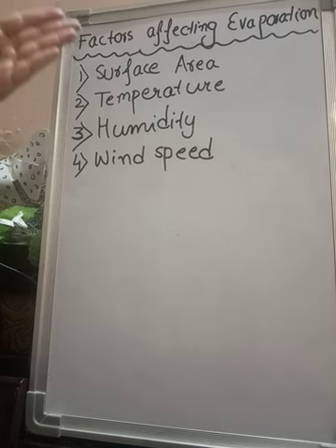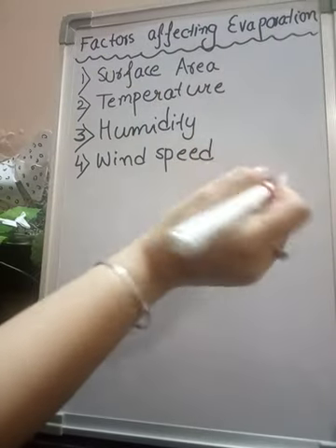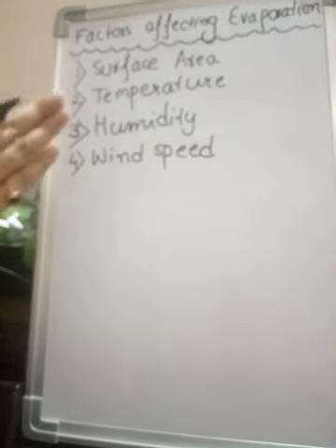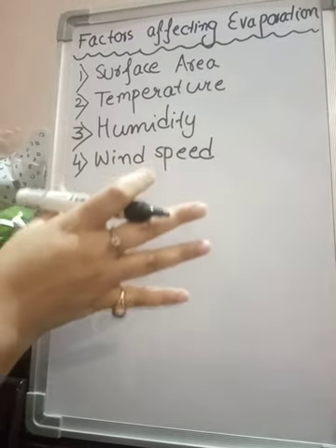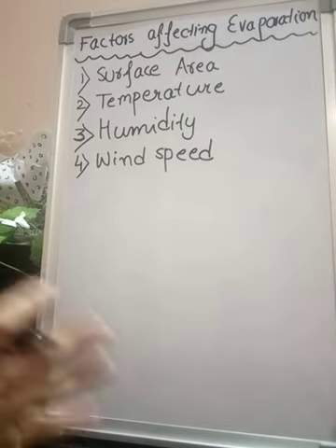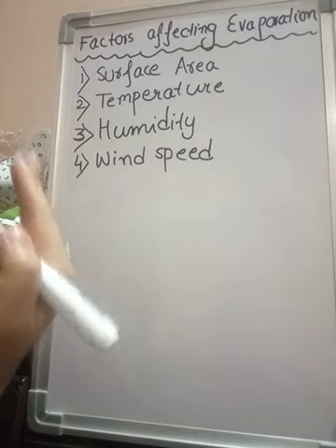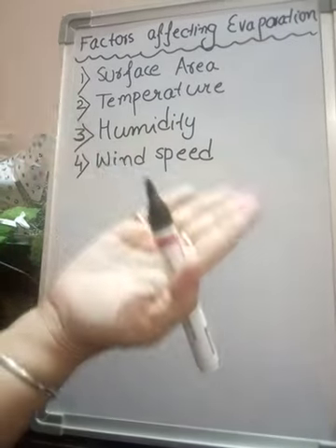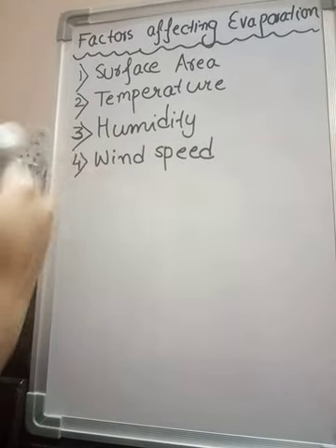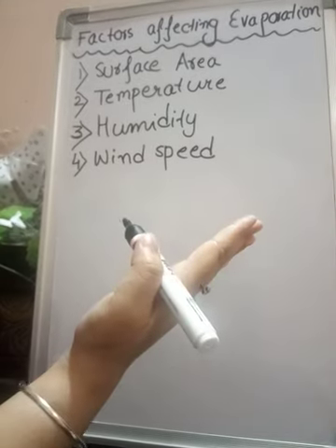So these are the various factors that are enlisted already: surface area, temperature, humidity and wind speed. One by one, I'll be taking all these factors. First is surface area. Surface area means whatever surface is exposed for the evaporation process to take place. We have to study whether this surface area is directly proportional to evaporation or inversely proportional. Directly proportional means a relationship where if one factor is increasing, then the other factor will also increase.